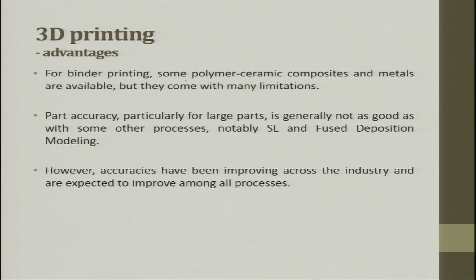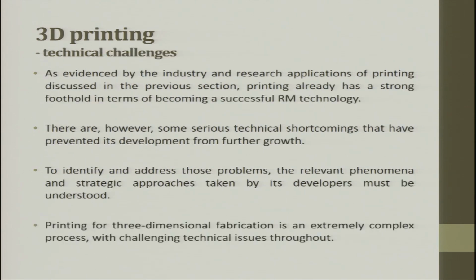For binder printing, some polymer, ceramic composites and metals are available, but they come with many limitations. Part accuracy, particularly for large parts, is generally not as good as with some other processes, notably SL or fused deposition modeling. This is one of the disadvantages. However, accuracies have been improved across the industries and are expected to improve among all other processes.